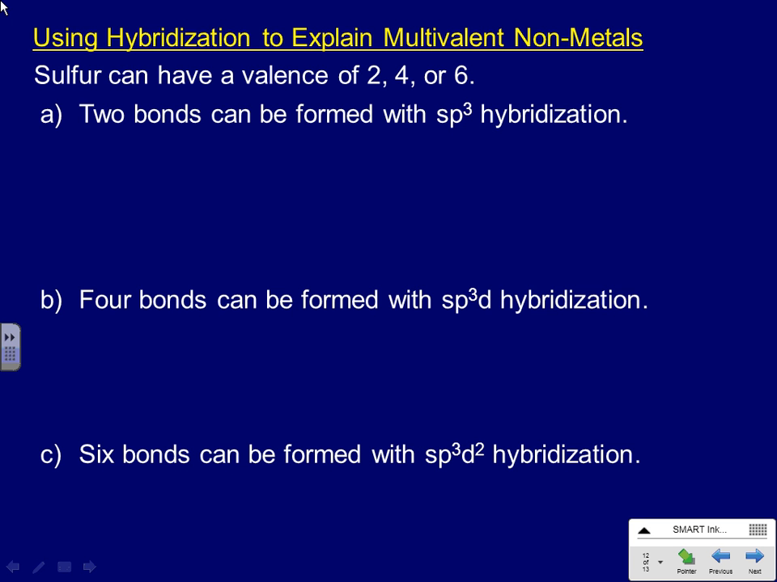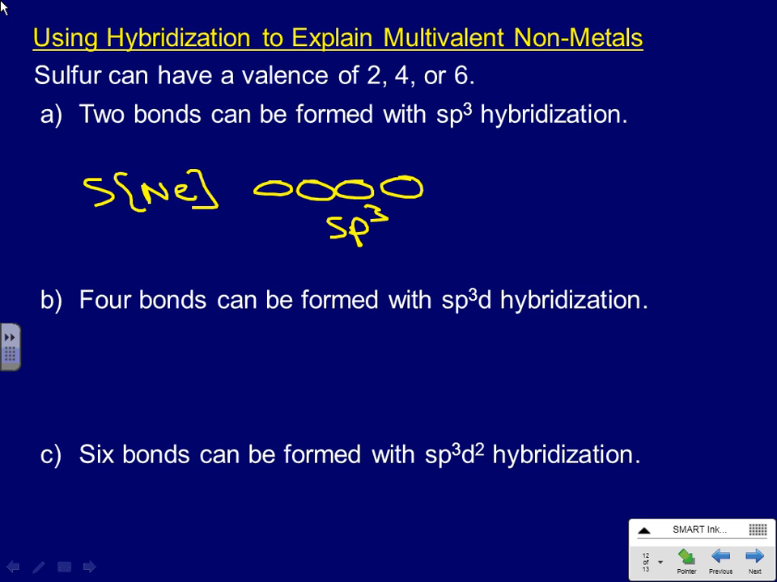So sulfur can have a valence of 2, 4, or 6. That's on the periodic table right there. It can have -2 if it gains 2 electrons, that's boring, but it can also have 2, 4, and 6. If it's sp3 hybridized, sulfur, neon, sp3 hybridized, 1, 2, 3, 4, sp3.